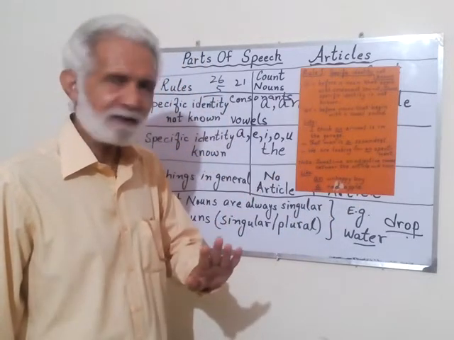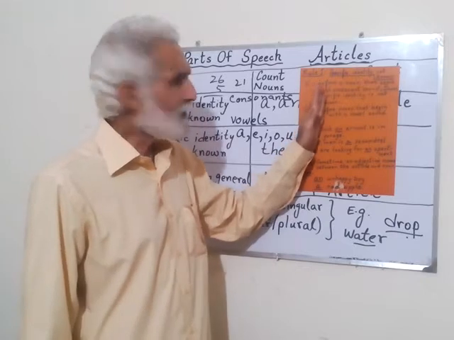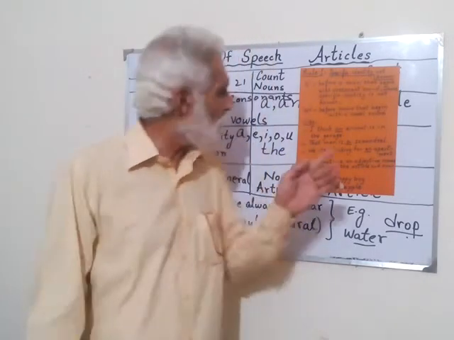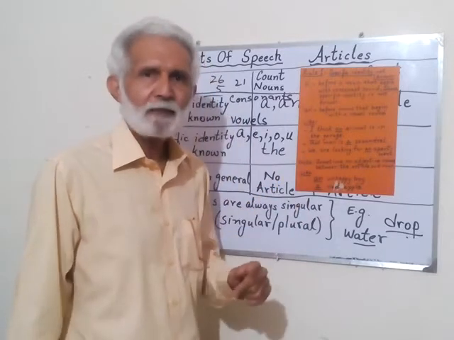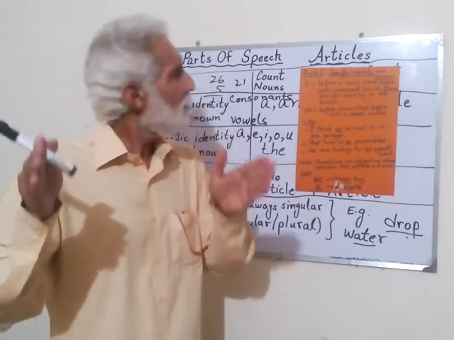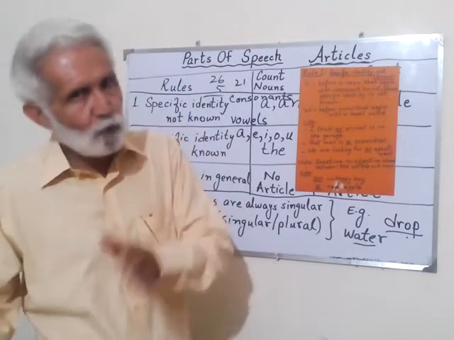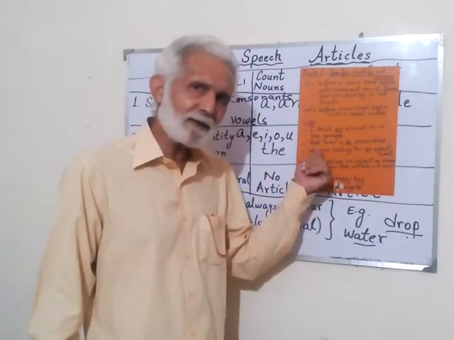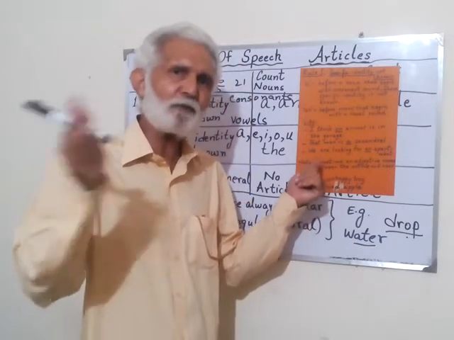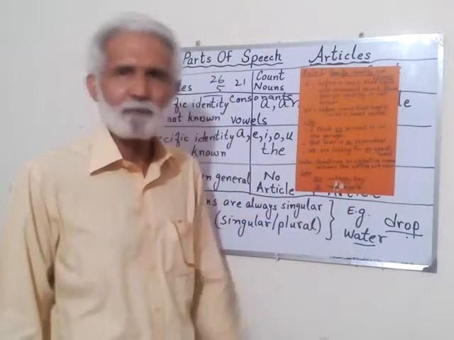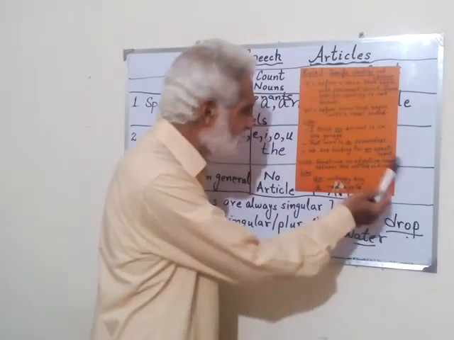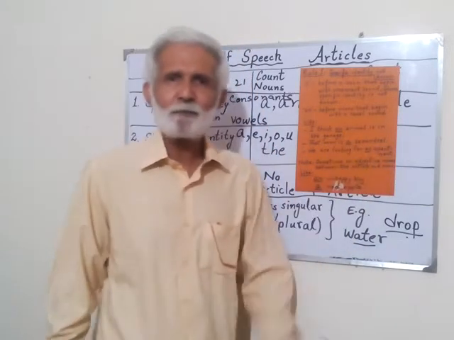Rule number 1 is clear: before a noun, if the noun begins with a consonant sound, we always use a. And if the noun whose specific identity is not known starts with the sound of a vowel, then we will use an before that. Note one thing. Sometimes an adjective comes between the article and the noun.